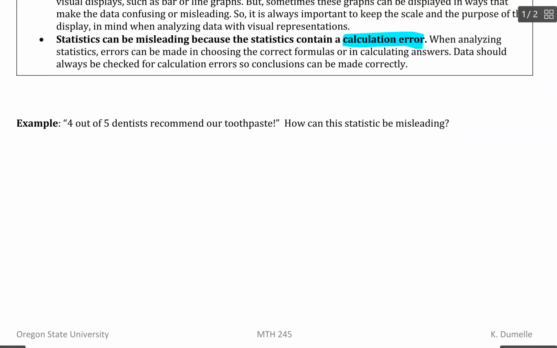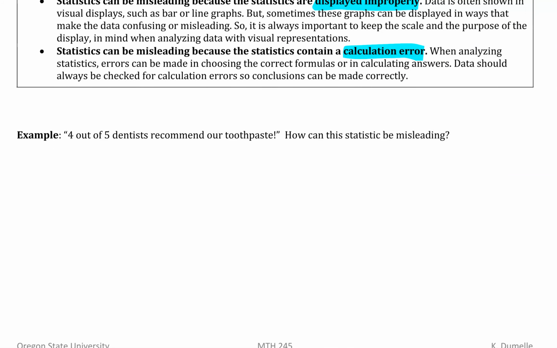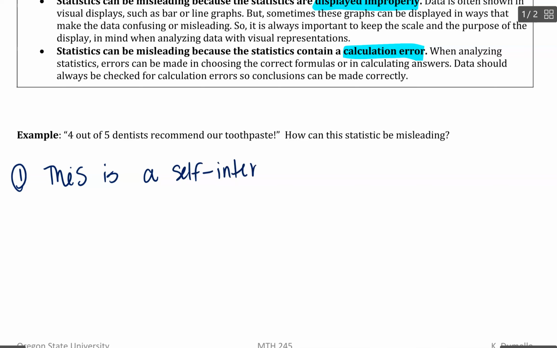One way in which the statement 4 out of 5 dentists recommend our toothpaste can be misleading is the type of study it is or the type of sample. One, this is a self-funded or self-interest study. We don't know where the funding came from, so we'll say it's a self-interest study. This brand of toothpaste is looking to support their claim.